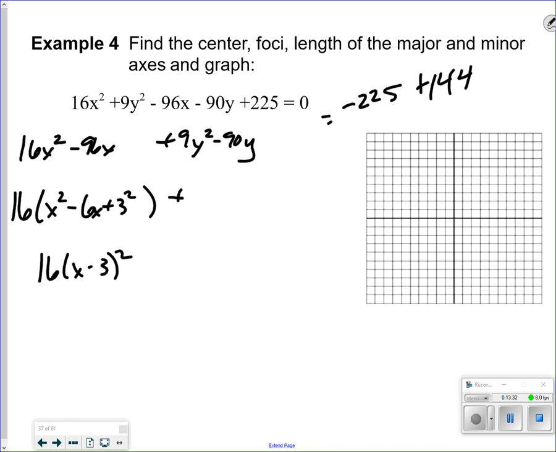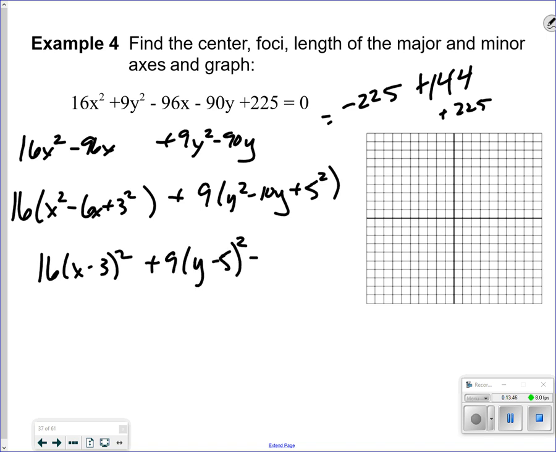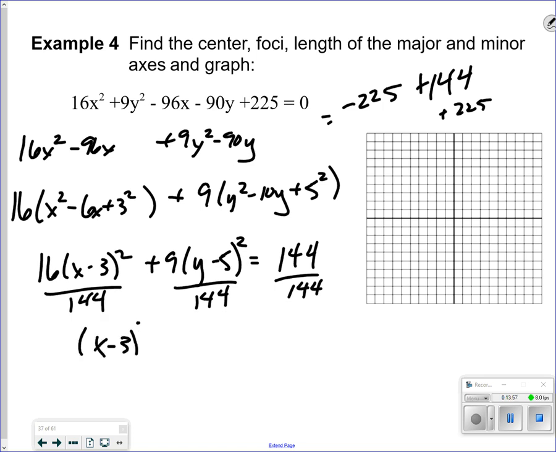Take out a 9, y squared minus 10y, plus 5 squared. So on the other side, I take 5 squared times 9, which is 225, and add all that up. All elliptical shapes equal 1. So I'm going to divide everything in the question by 144. (x minus 3) quantity squared over 9 plus (y minus 5) quantity squared over 16 equals 1.